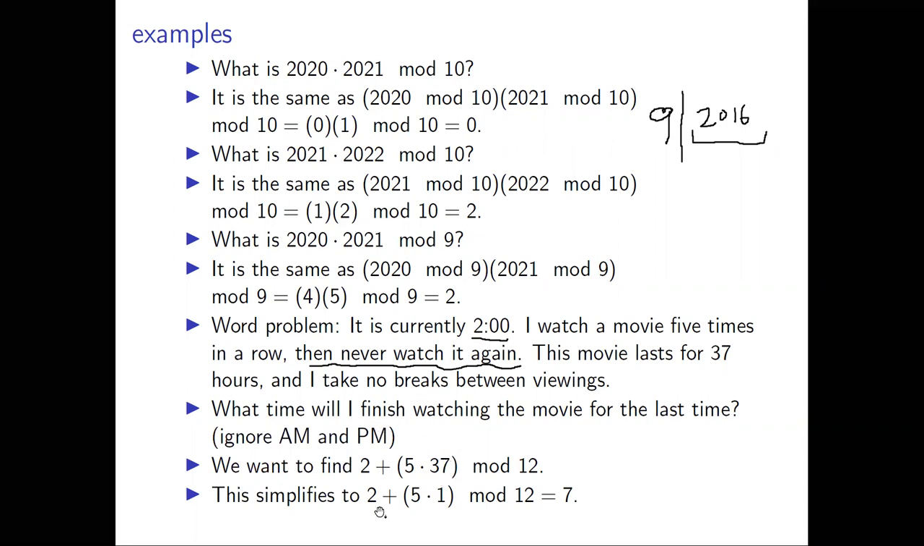That gives us 2. And for the 5 times 37 mod 12, we can do 5 mod 12 times 37 mod 12. 37 mod 12 is 1. So this 37 gave us that 1 right there. So we get 2 plus 5 times 1 mod 12. And this gives us 7. So the time when I finish watching this movie for the last time will be 7 o'clock. Again, we're ignoring the AMs and the PMs here.